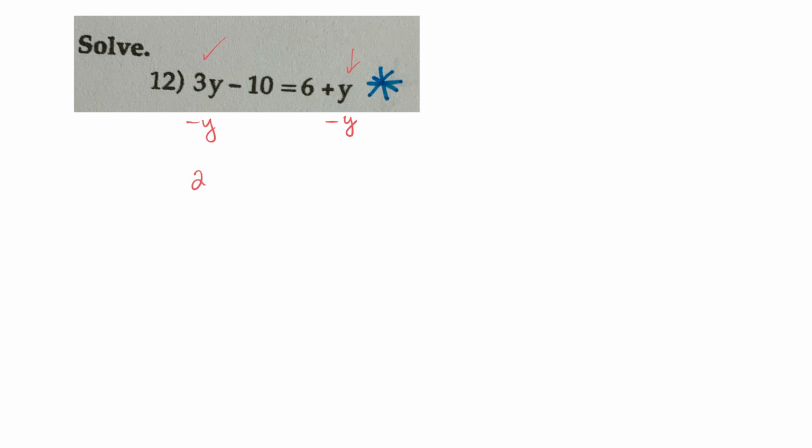So on the left side, I'll have 2y minus 10 is equal to 6, because those cancel, right? Now I want to get the numbers on the other side. So I'll add 10 to this side and add 10 to this side. So these cancel. So it'll be 2y is equal to 6 plus 10, which is 16. And then lastly, we'll divide both sides by 2.